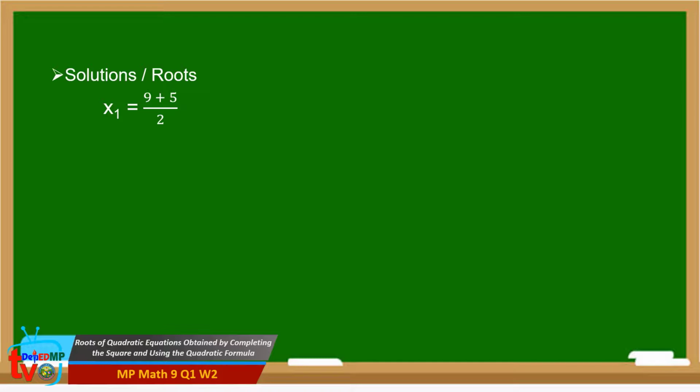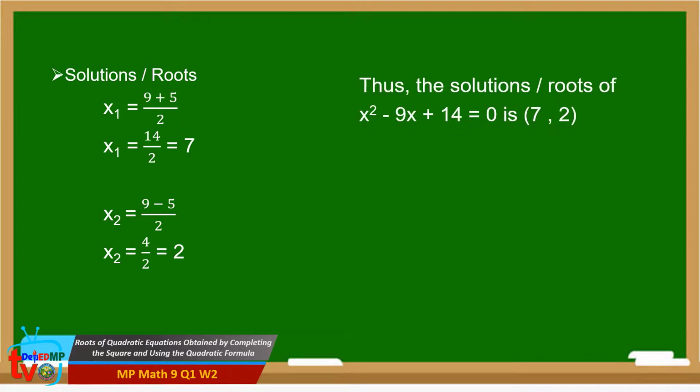Simplify the numerator, which is 14, and divided by 2 is 7. The second root is x is equal to 9 minus 5 all over 2. We simplify the numerator, which is 4. Then divide 4 by 2, which is 2. Therefore, the roots of the quadratic equation x squared minus 9x plus 14 equal to 0 are 7 and 2. Did you understand? How about the next one?